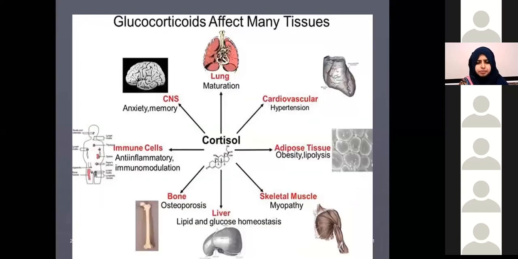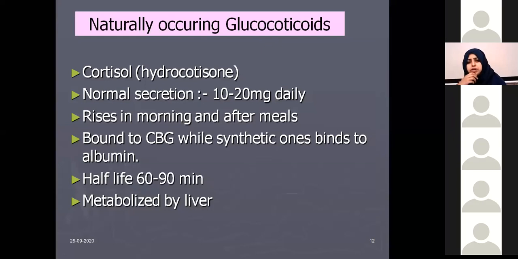So when we talk about naturally occurring glucocorticoids, not those synthesized in the lab, this includes cortisol, commonly known as hydrocortisone, and the normal secretion in our body is between 10 to 20 milligrams. It basically follows a circadian rhythm, that is, it rises in the morning and after meals.